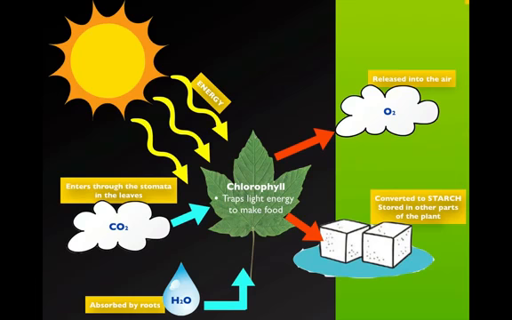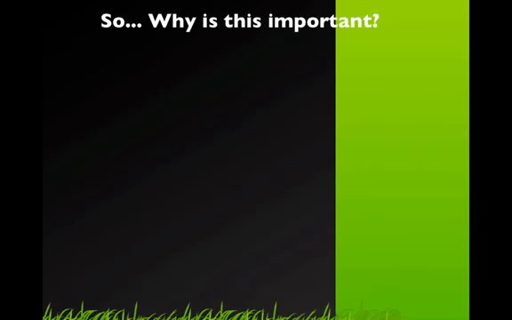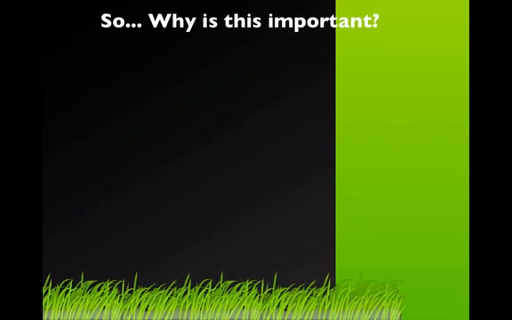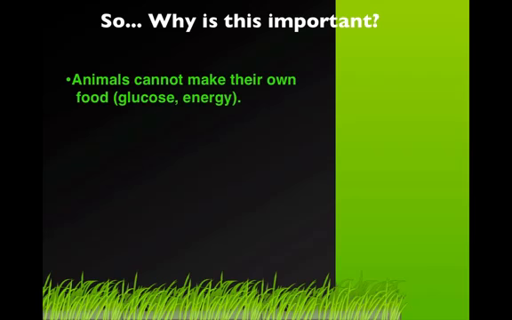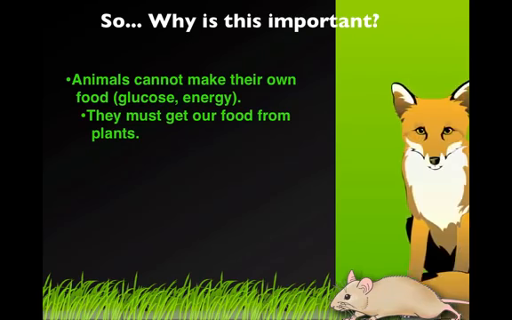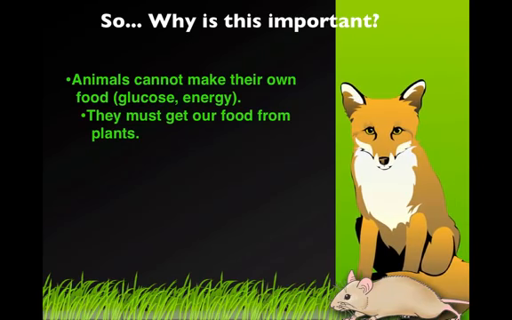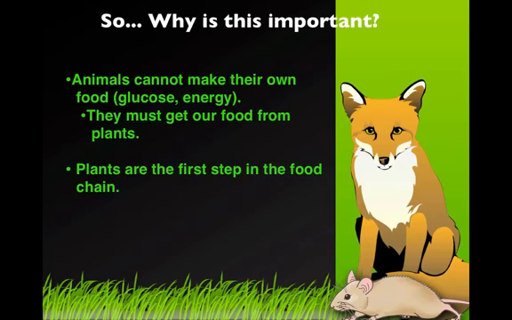So why is this important? Well, it all boils down to the fact that animals are not able to make their own food. Okay, so we cannot get our energy directly from the sun, but the plants can. So that's where the beginning of the food chain is. The plants are the first step in the food chain.